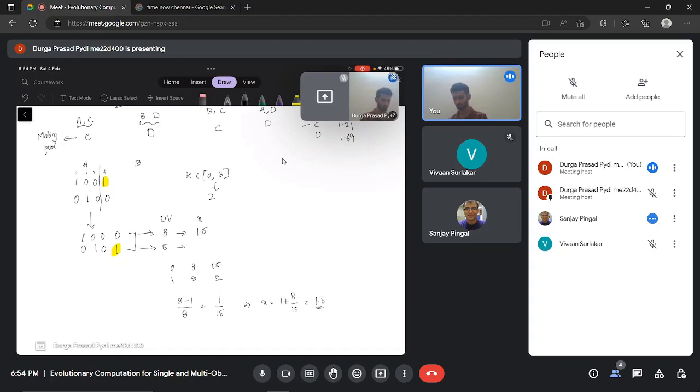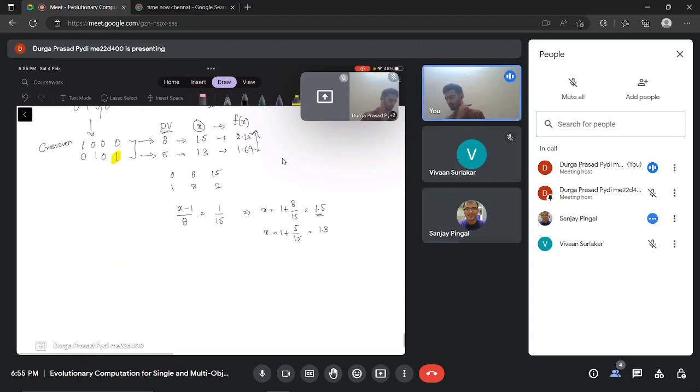Similarly, you do it for the other one. That is x equal to 1 plus, if you put 5 instead of 8, 5 by 15. It is 1.3 or something. This will be 1.3. This is your decoded value, and from there you get x, and from here you'll calculate f of x. Your f of x will be like 2.25 and 1.69. Again you apply the survivor selection. Now comes the next step after applying the variation: after crossover, the next step is mutation.